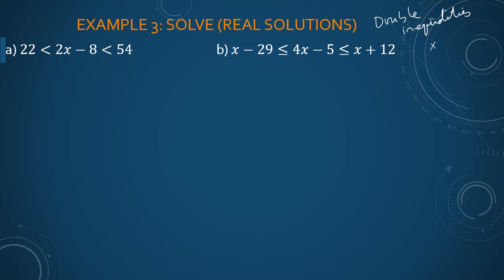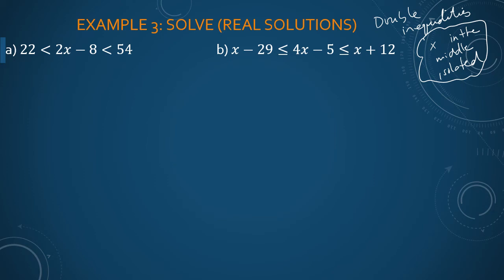So we want x in the middle, isolated. That's your end goal. So how could I get x by itself? Well, forget about what's going on the left and right on the outer extremes. Let's just look at the middle. How would you isolate x? Forget about 22, forget about 54.